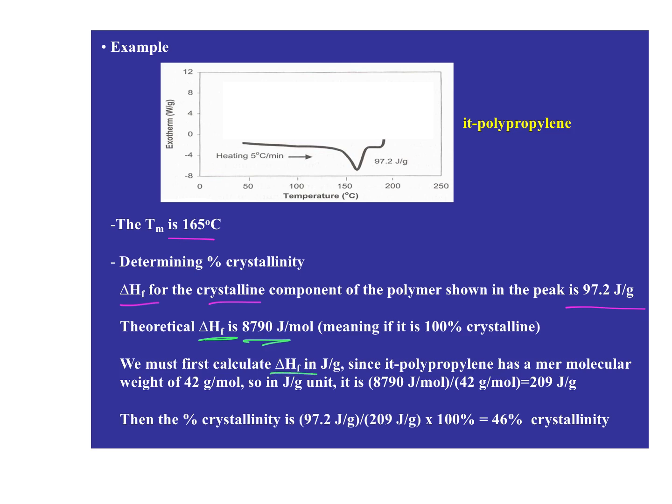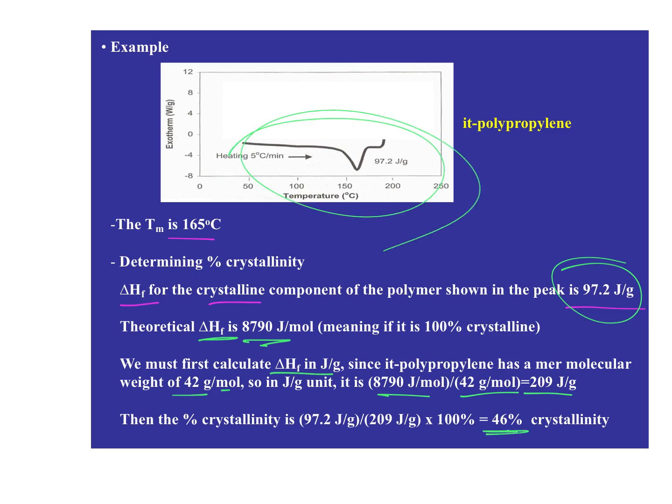And so we need to first take the original data of the theoretical peak and turn it into joules per gram. So we find that 8790 divided by 42, which is the molecular weight of polypropylene, is 209 joules per gram. And so that means that this particular material has a crystallinity of 46% based on the ratio of those two.